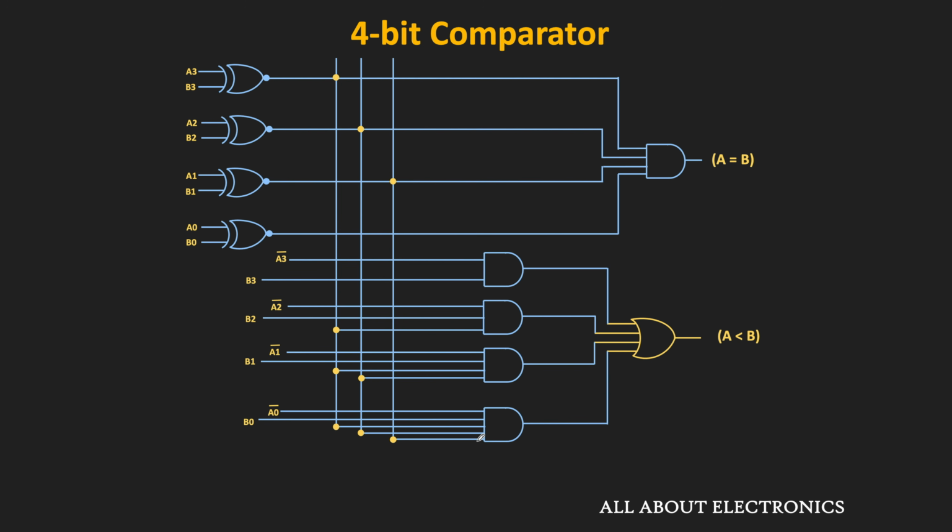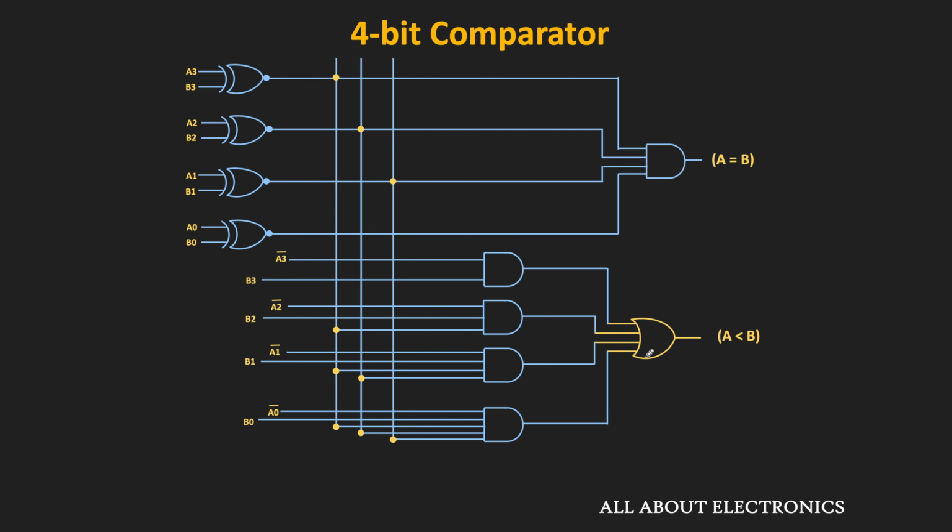As you can see, for the 4-bit comparator, we require the 5 input AND gate as well as the 4 input OR gates. So in general, if we design an N bit comparator, then we will also require the N plus 1 input AND gate as well as the N input OR gates. As the number of bits in the comparator increases, the number of inputs of the AND and the OR gate will also increase.